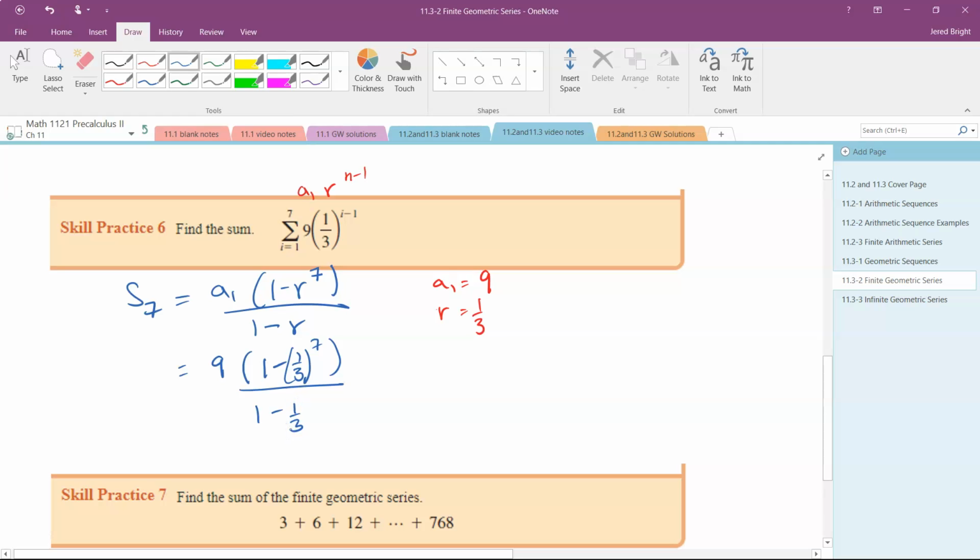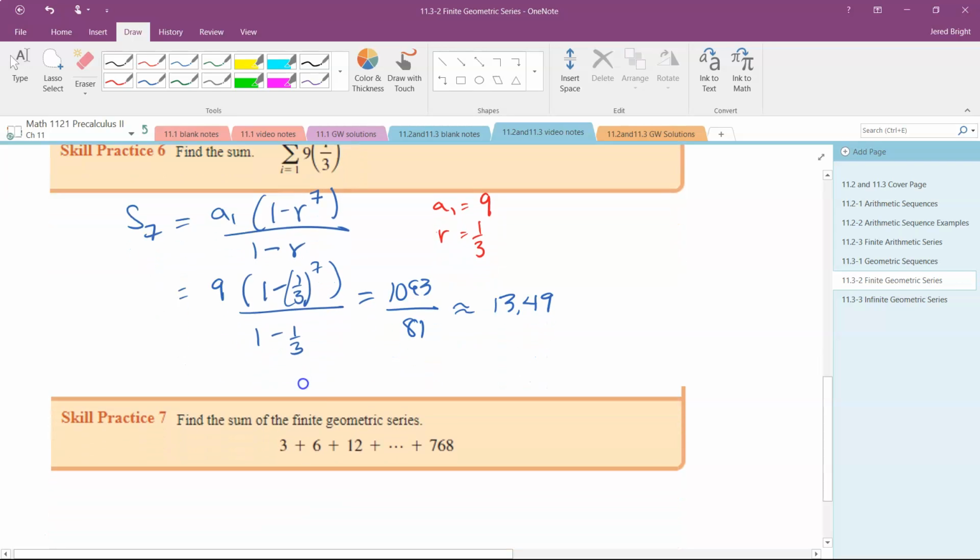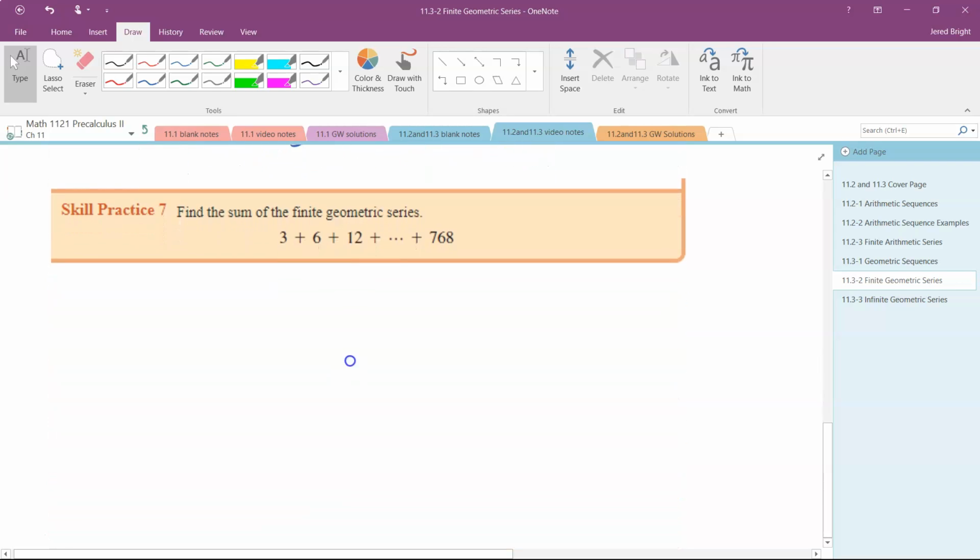Now this is where we take our calculator and substitute this in very carefully, and we get 1093. I did this as a fraction, so it'd be 1093 over 81. If you did it as a decimal approximation, accurate to say 2 decimal places, it'd be about 13.49. So that was fun. Let's do another example.